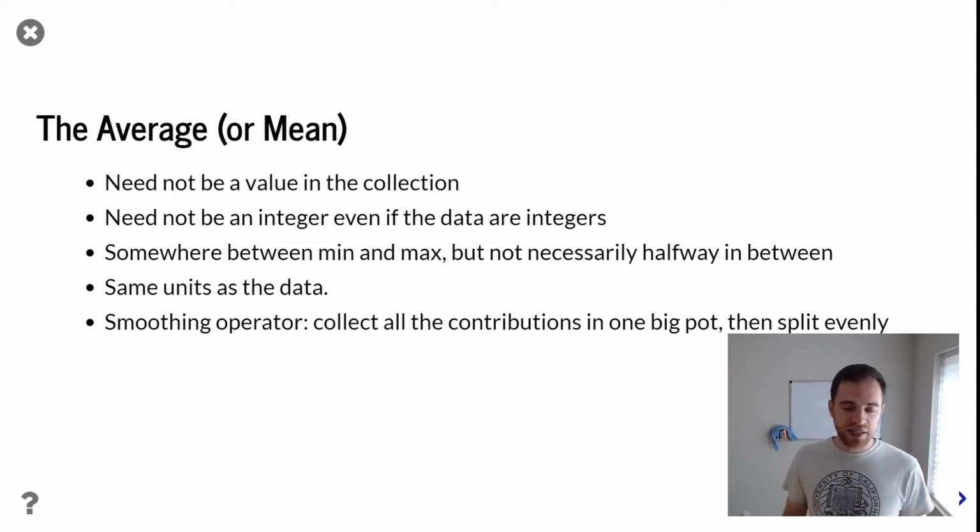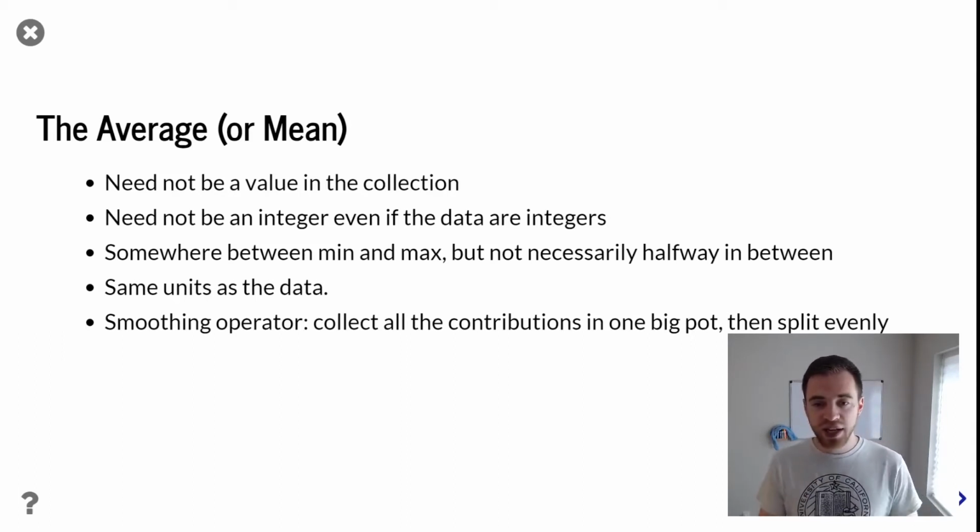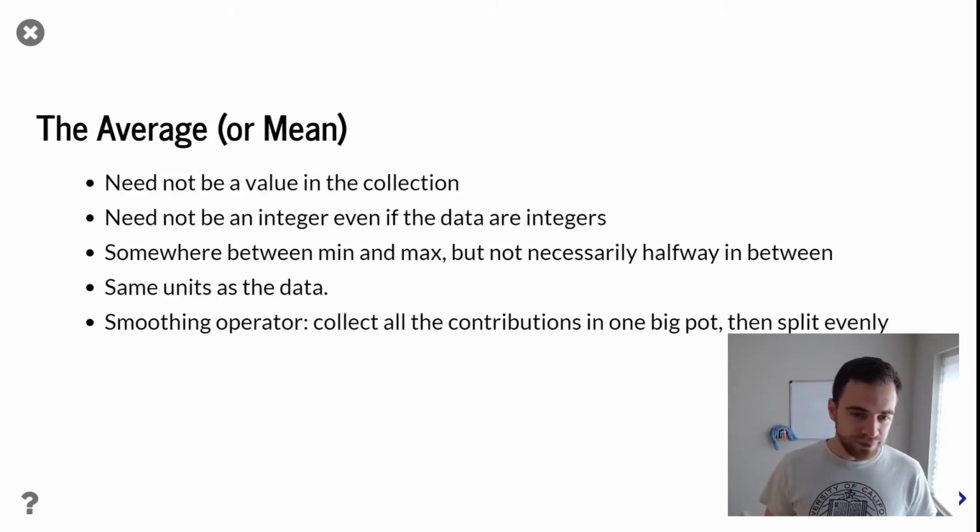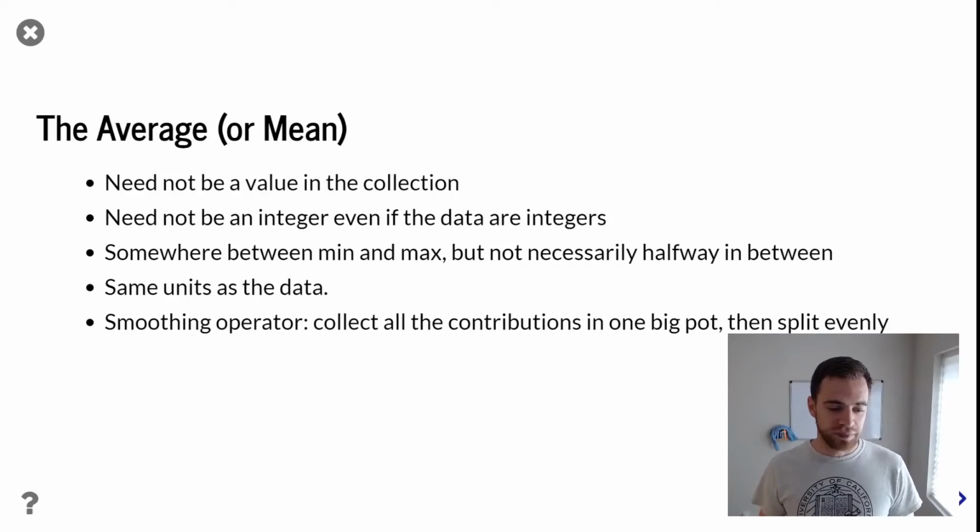So the mean is somewhere between the minimum and the max, but it's not necessarily right halfway in between. It's not the midpoint. Okay. For instance, if I have 1, 2, and 10, the mean is not 5. It's 13 divided by 3, whatever that is. And the mean has the same units as the data. So if I compute the mean of a bunch of temperatures, the unit that I get of the result is temperature. And you can consider it sort of a smoothing operator.